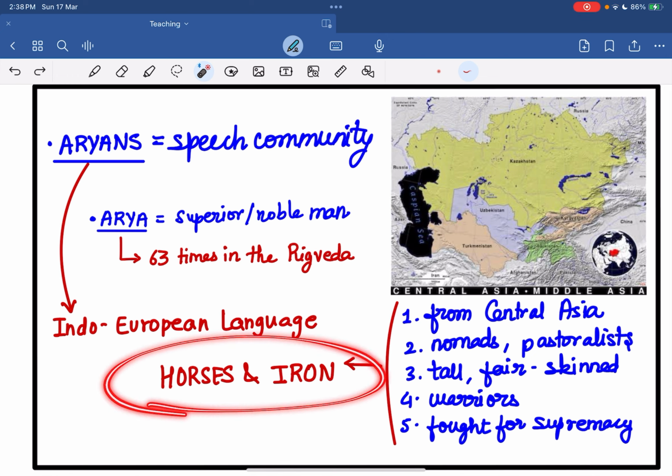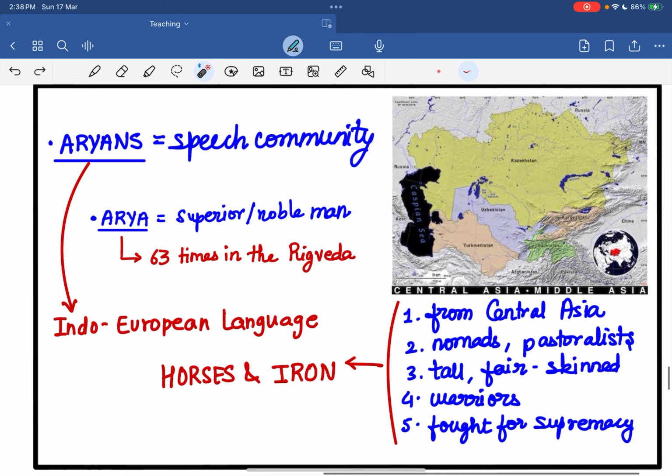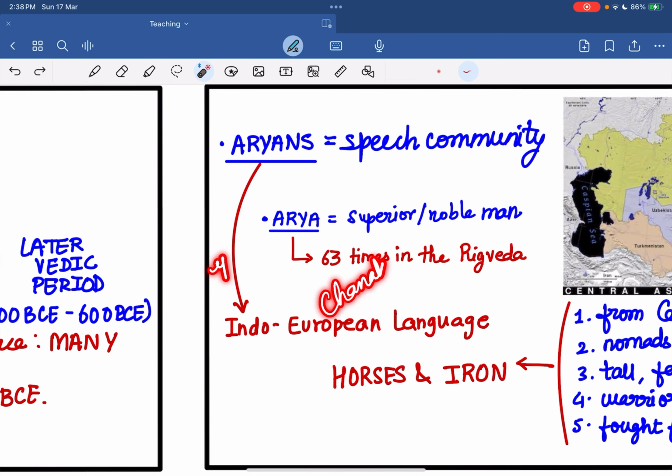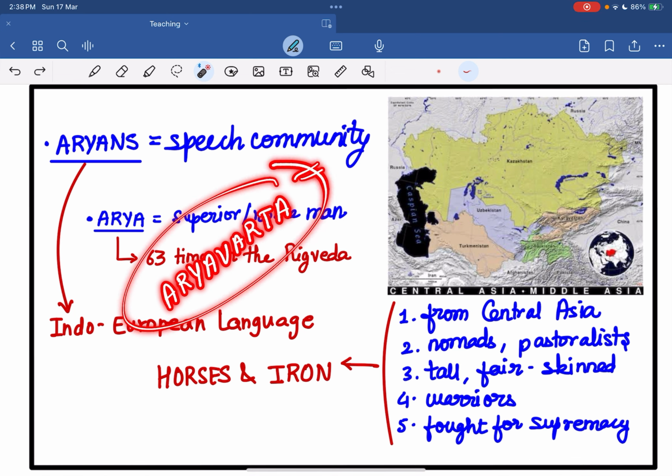They entered India with horses and iron. Remember, IVC people did not know about horses and iron. It was the Aryans who introduced us to horses and iron. Now, a passing piece of information, remember this for the later sections when I talk about the battle and everything: Chanakya mentioned the term Aryavarta, which means nothing but the land of the Aryans.